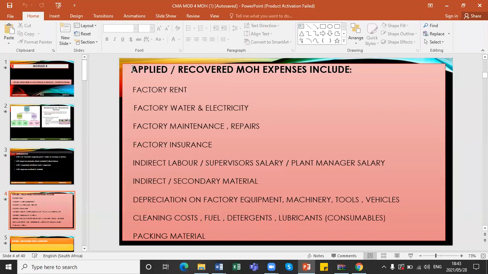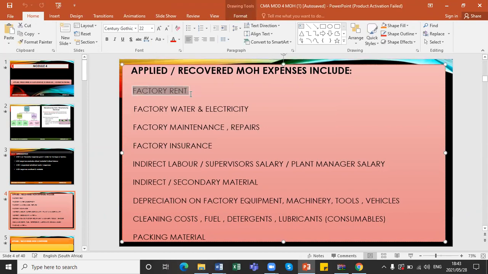Firstly, MOH. What expenses must be paid to run the factory? Your factory rent, your factory water, your factory maintenance, your factory insurance, your indirect labor, your supervisor's salary, your indirect material or your secondary material, your depreciation on factory equipment, machinery, tools, cleaning costs, fuel, detergents. All of this, if they don't give it to you individually, will be known as consumables and packing material.